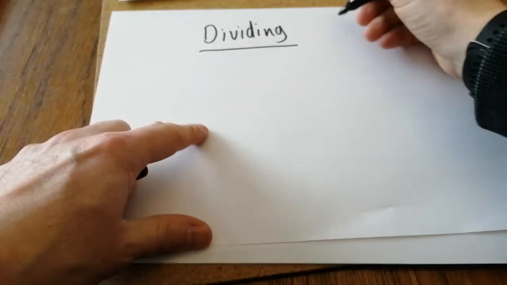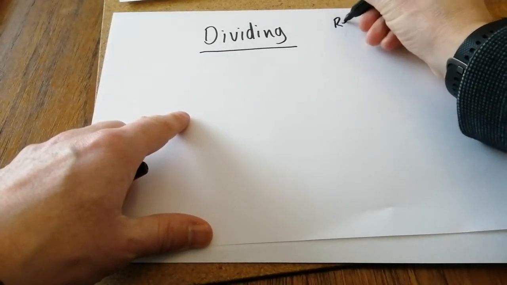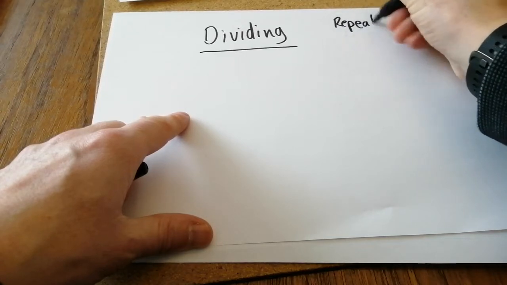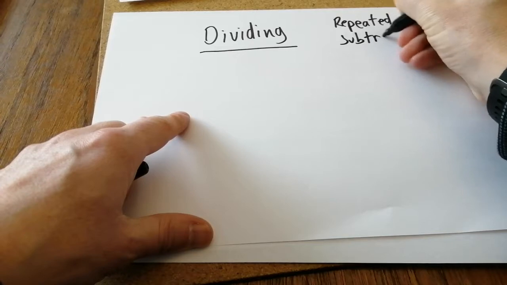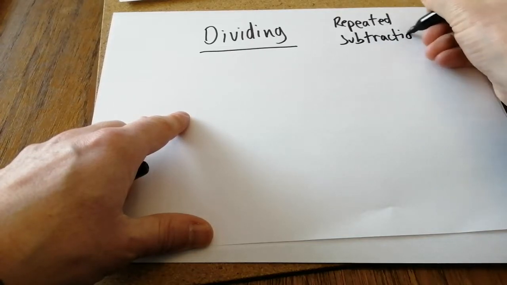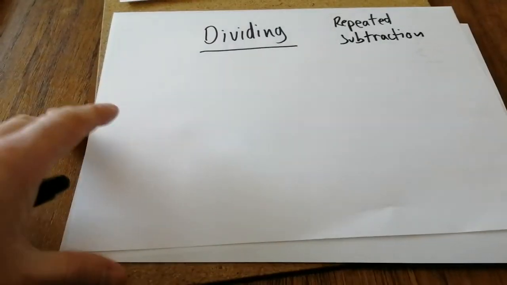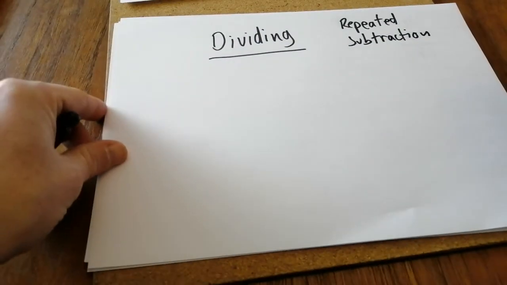Now you'll hopefully remember that dividing is the same as repeated subtraction, taking away the same number lots of times. Let's get straight into a couple of examples and we can see how it works.